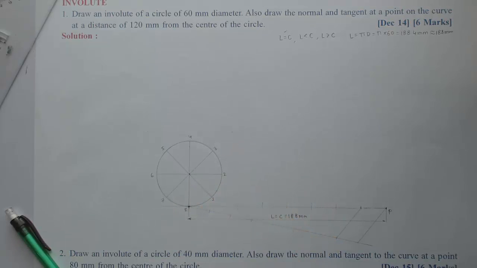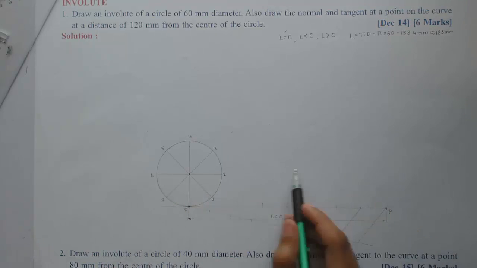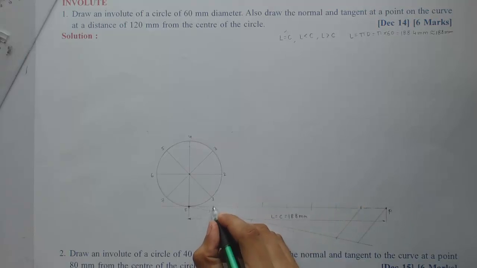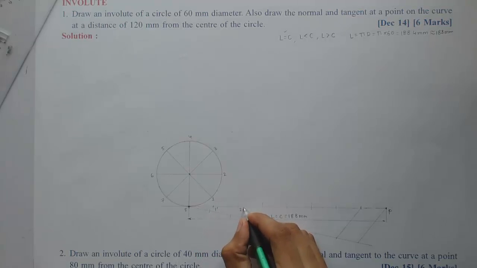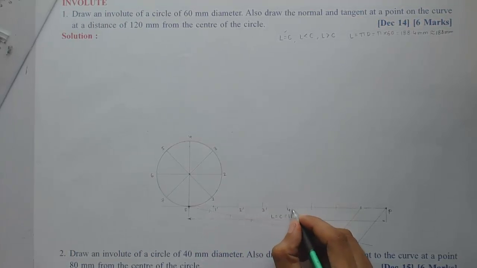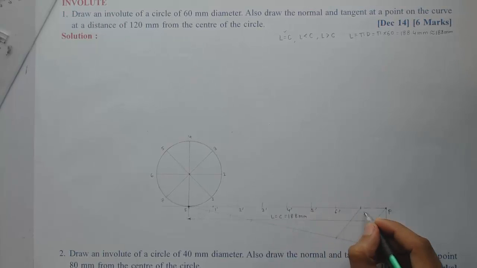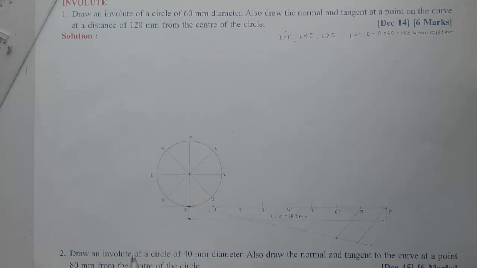Okay. Now here no need to transfer these along the center line because we are drawing an involute and not a cycloid. So now I'll name these divisions as 1 dash, 2 dash, 3 dash, 4 dash, 5 dash, 6 dash, 7 dash, and last is point P.